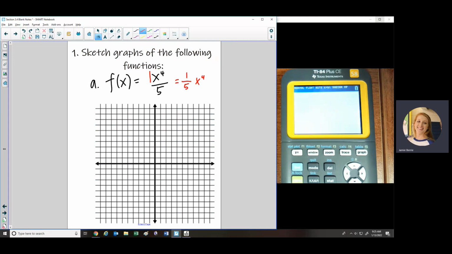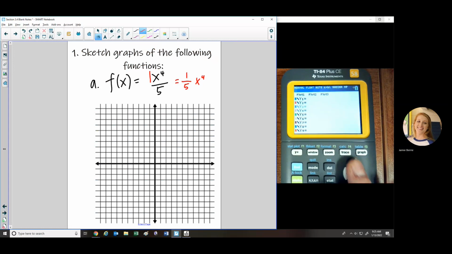All right, so I'm just going to make this easy on myself, and I'm going to graph it in my graphing calculator, and then I'm going to sketch the graph. So I'm just going to go to my y equals screen, clear out anything I have in there. Okay, and then I'm going to type in my function.